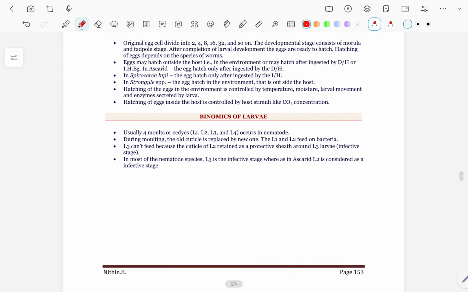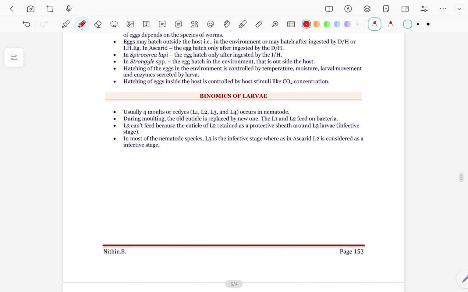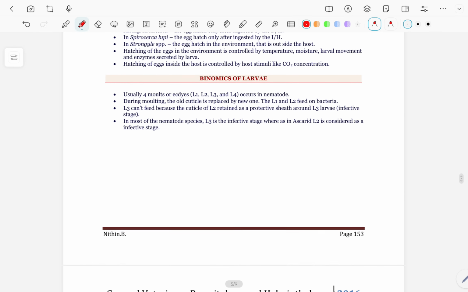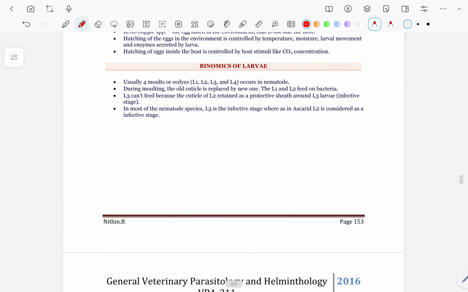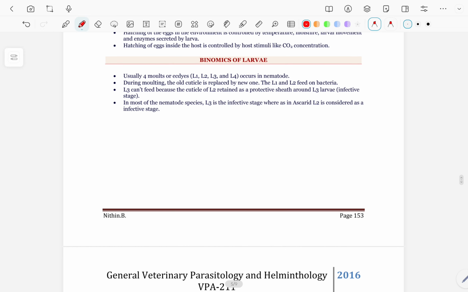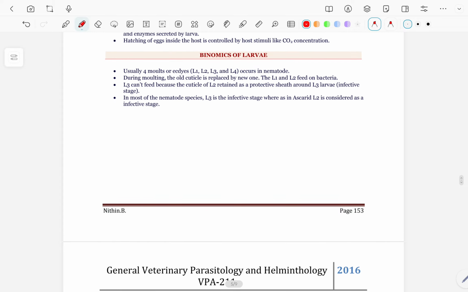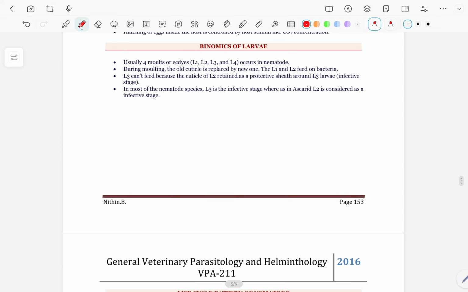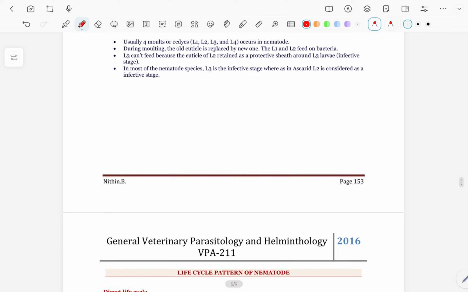Larvae undergo moulting, or ecdysis: L1, L2, L3, L4 occur in nematodes. During molting, the old cuticle is replaced by a new one. L1 and L2 feed on bacteria. L3 cannot feed because the cuticle of L2 is retained as a protective sheath around the L3 larva, the infective stage. In most nematode species, L3 is the infective stage, whereas in Ascarid, L2 is considered the infective stage.